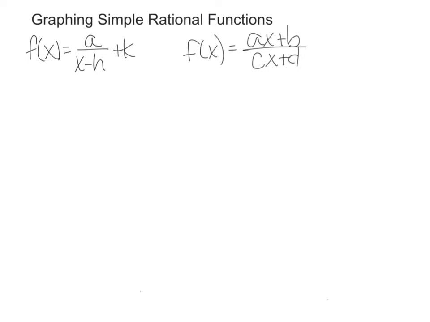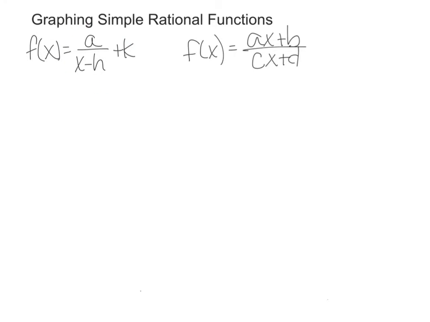So one of the things we did this chapter was graphing simple rational functions. There's two forms of these functions. The first one is in the form f of x is equal to a divided by x minus h plus k. The second form looks like this, ax plus b divided by cx plus d. Notice the major difference is this one has an x in the numerator and this one does not.